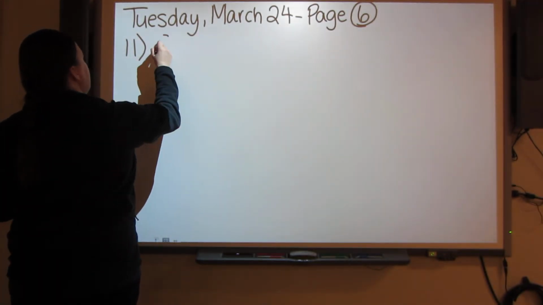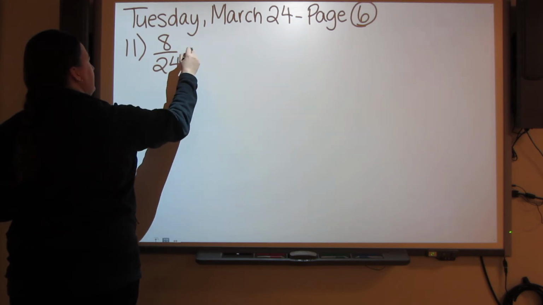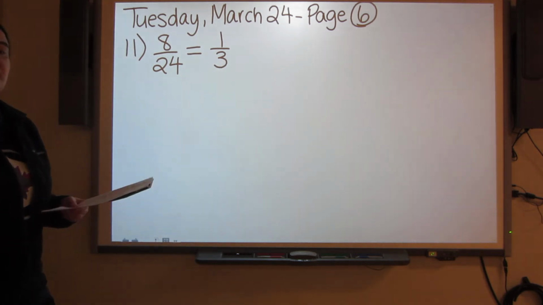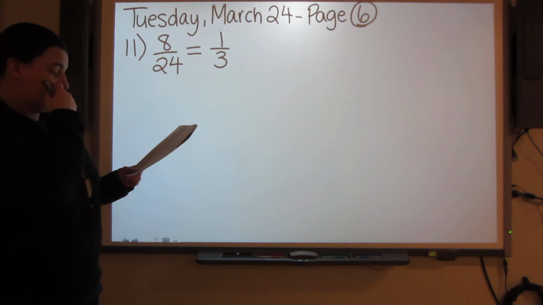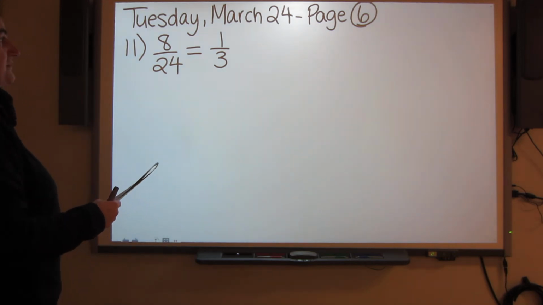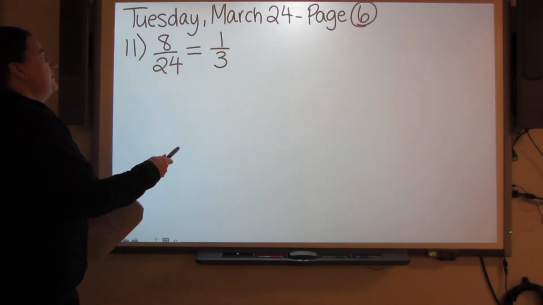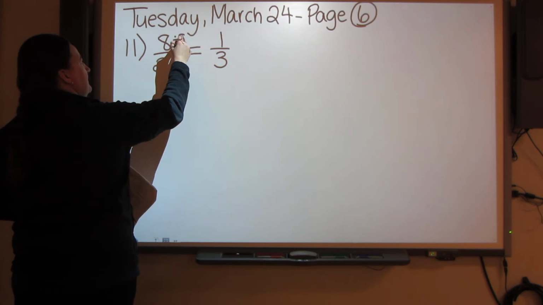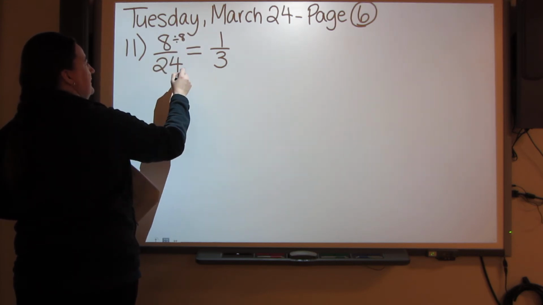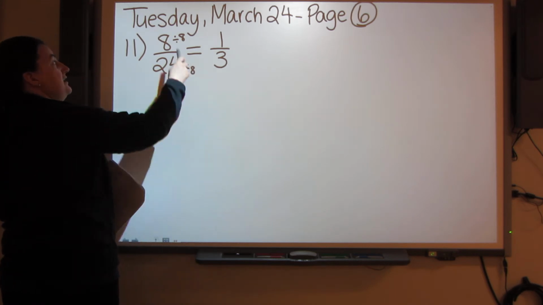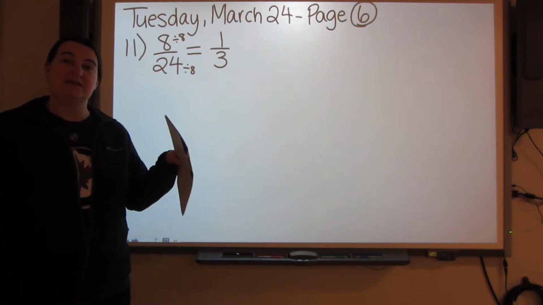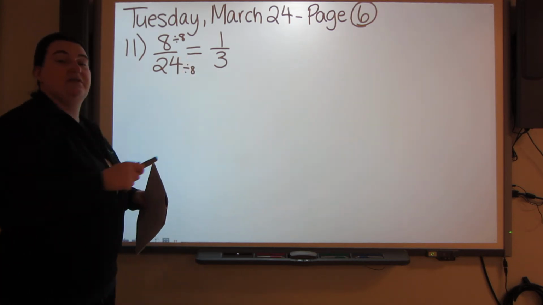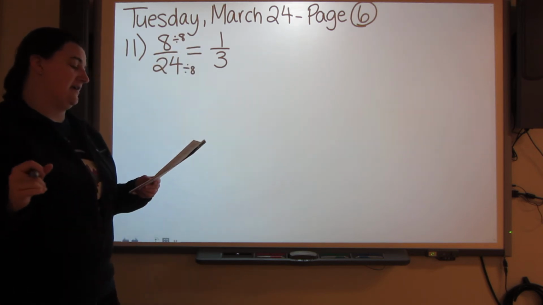Number 11, you've got 8 over 24, and then you're going to write an equal sign. We don't know if it's equal yet. And then our second ratio is 1 over 3. So 8 over 24 equals 1 over 3. Well, let's figure out, how do I get 8 into 1? I have to divide by 8. How do I get 24 into 3? I also have to divide by 8. So if it's the same thing that's been done to the first and second part of your ratio, then yes, it is an equivalent ratio, so you can leave the equal sign there.